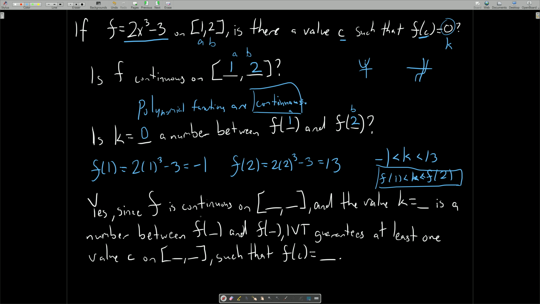This is a way you could write it. Yes, since f is continuous on [1, 2], and the value k equals 0 is a number between f of 1 and f of 2, the intermediate value theorem guarantees at least one value c on the interval [1, 2], such that f of c equals 0.